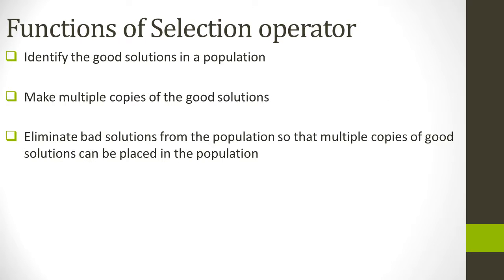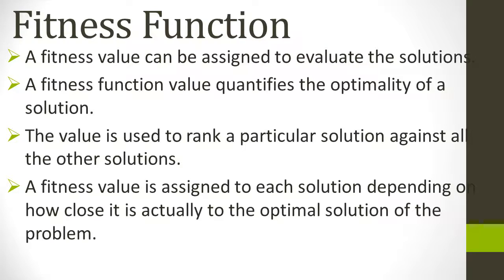And here are some functions of selection operator. First, identify the good solution in a population. Then, make multiple copies of the good solution. Then, eliminate bad solution from the population so that multiple copies of good solution can be placed in the population. Now, how to identify the good solution? By using fitness function, we can identify the good solutions.